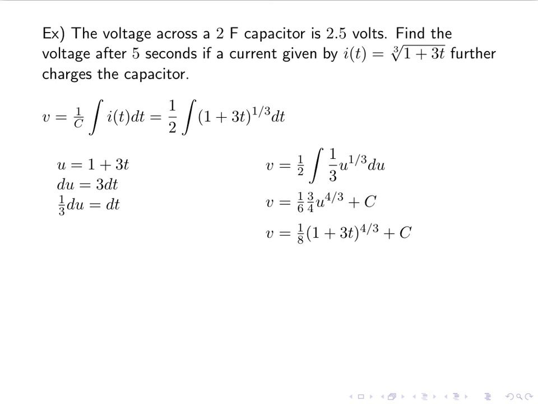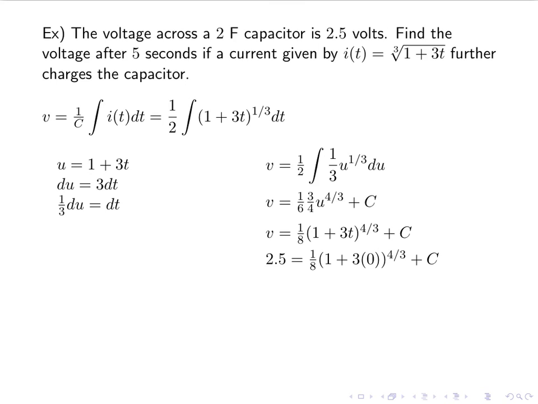So when I plug in my u, I'm also simplifying again. So I'll get 1/8 times my u, 1 plus 3t to the 4/3, plus my constant. And then I'm going to use the fact that the voltage across the capacitor is 2.5 volts. So that means that my V of, say, 0, or my V naught, my initial voltage, is 2.5.